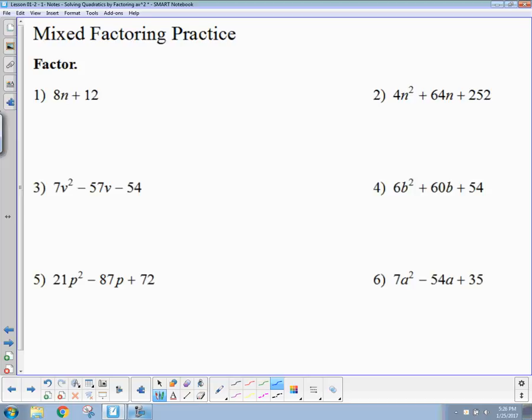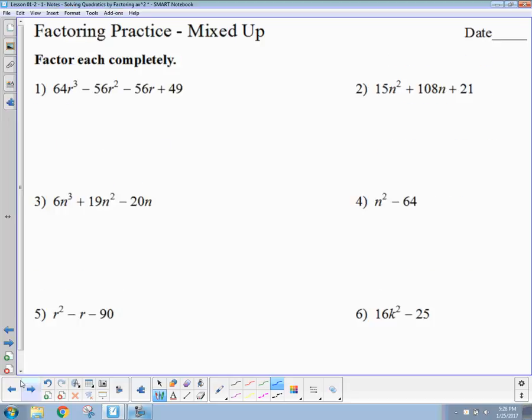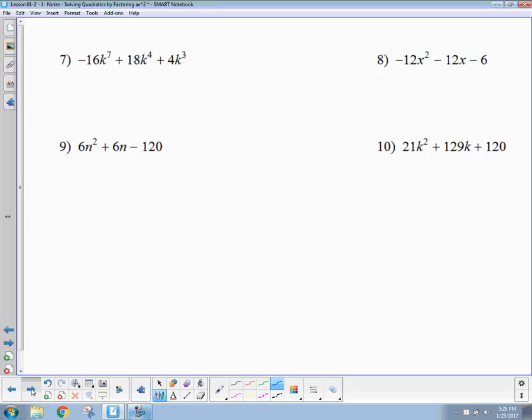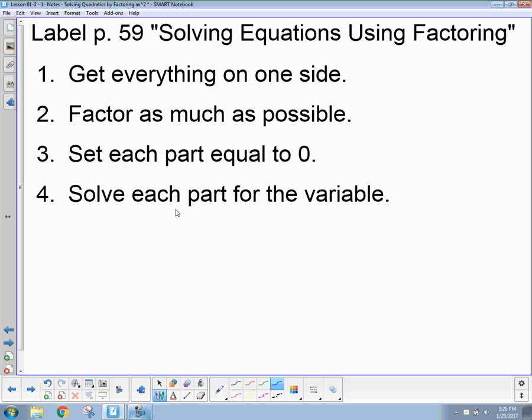Let's see here. I will do, no, these are all mixed up. If you want some more practice, you can do these, but I'm going to kind of start moving towards solving equations. Again, go to the next blank page, copy this down: solve an equation using factoring, get everything on one side, factor as much as possible, set each part equal to 0, and solve each part for the variable. You know what? I think this is asking a lot. Let's go back and do the mixed problems. We'll try to tackle this Friday.